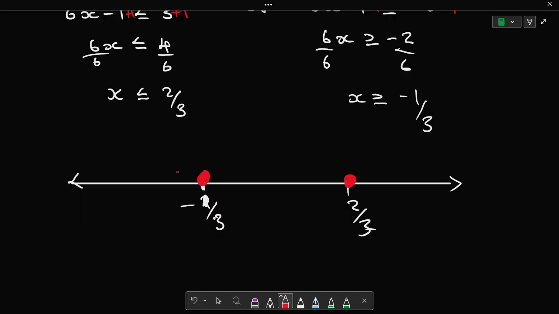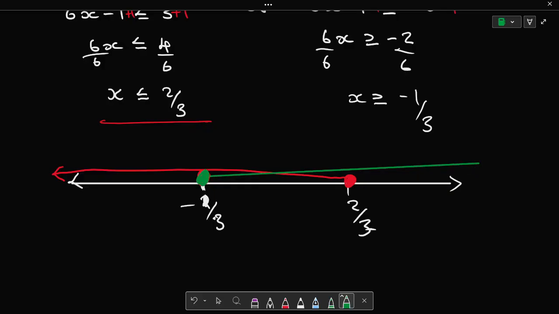This one is saying x is less than this, so it's heading this direction. And what is this one saying? It's saying x is greater than negative 1 over 3. Let me just change the color for this other one. It is heading this direction. So the solution set is going to be where these overlap.